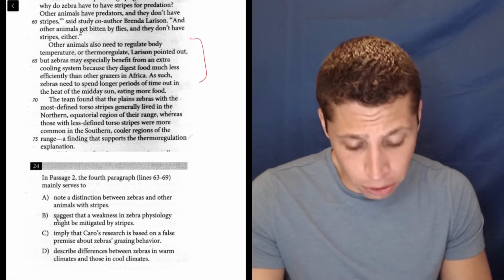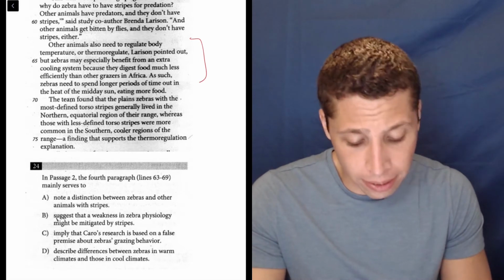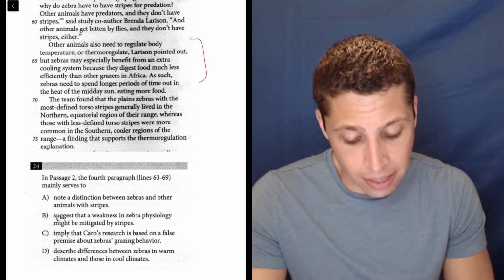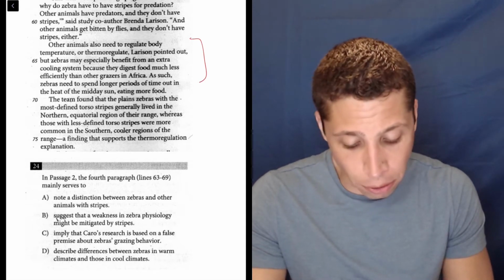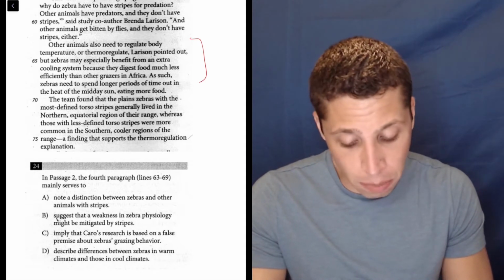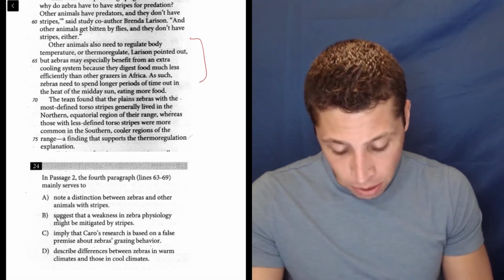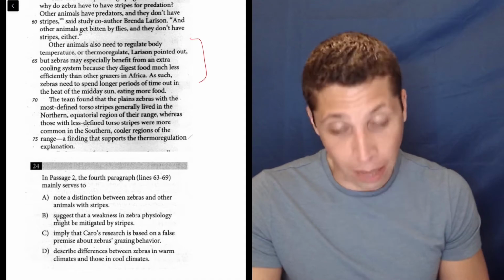Other animals also need to regulate body temperature or thermoregulate, Larison pointed out, but zebras may especially benefit from an extra cooling system because they digest food much less efficiently than other grazers in Africa. As such, zebras need to spend longer periods of time out in the heat of the midday sun eating more food. So, note a distinction between zebras and other animals with stripes.